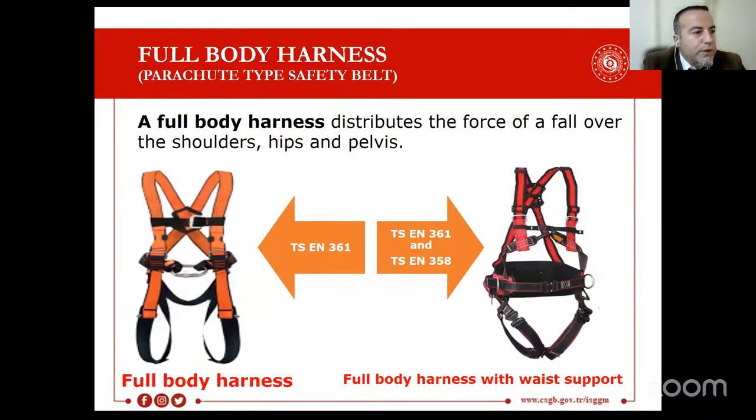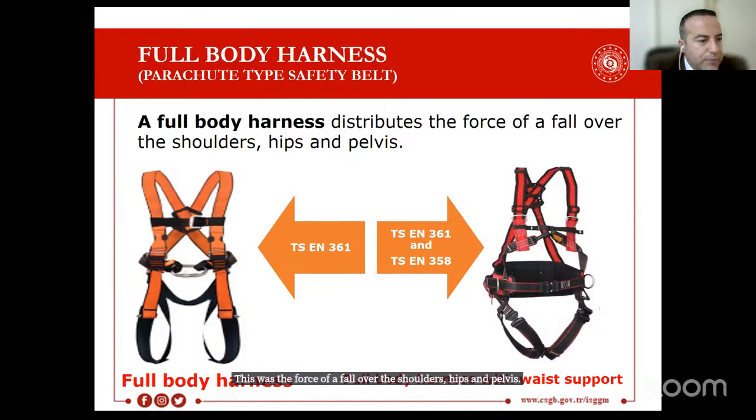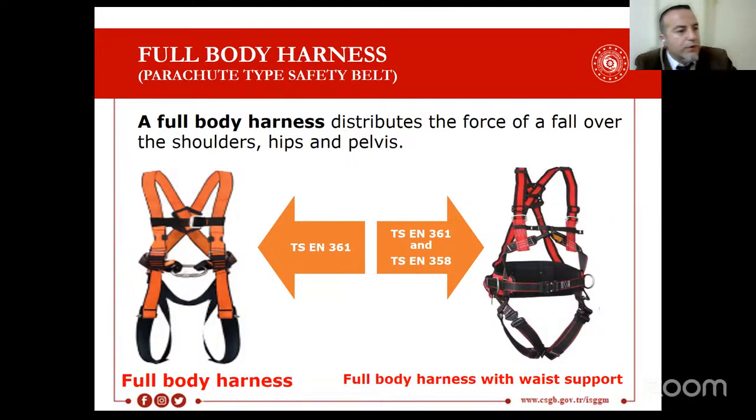Let's start with the full body harness. This distributes the force of a fall over the shoulders, hips, and pelvis. If there is a fall, the force goes to the shoulders, hips, and legs. This is the most effective type of fall stop, and the standard is, as I mentioned, TS EN 361 and 358.